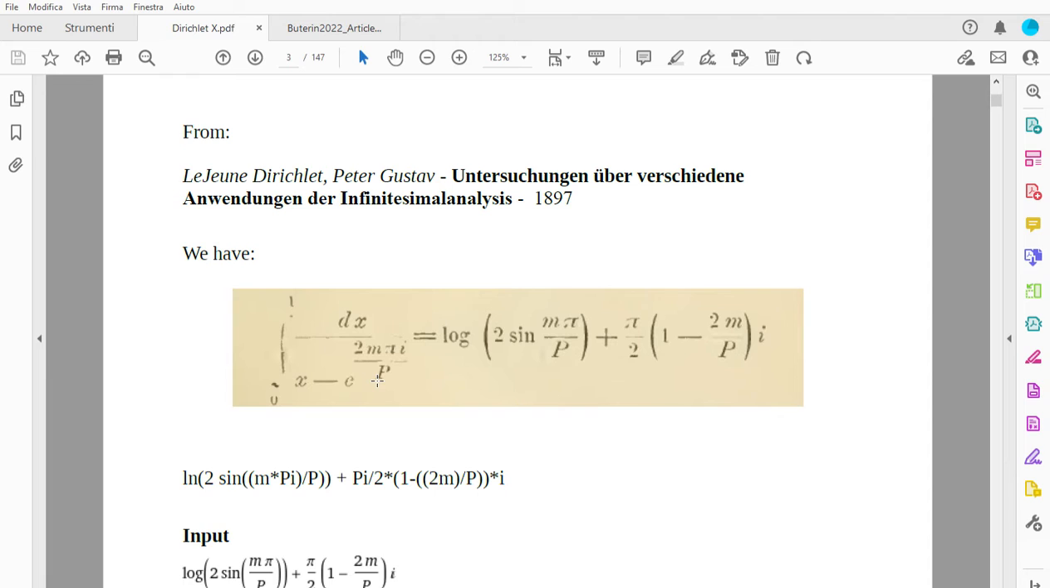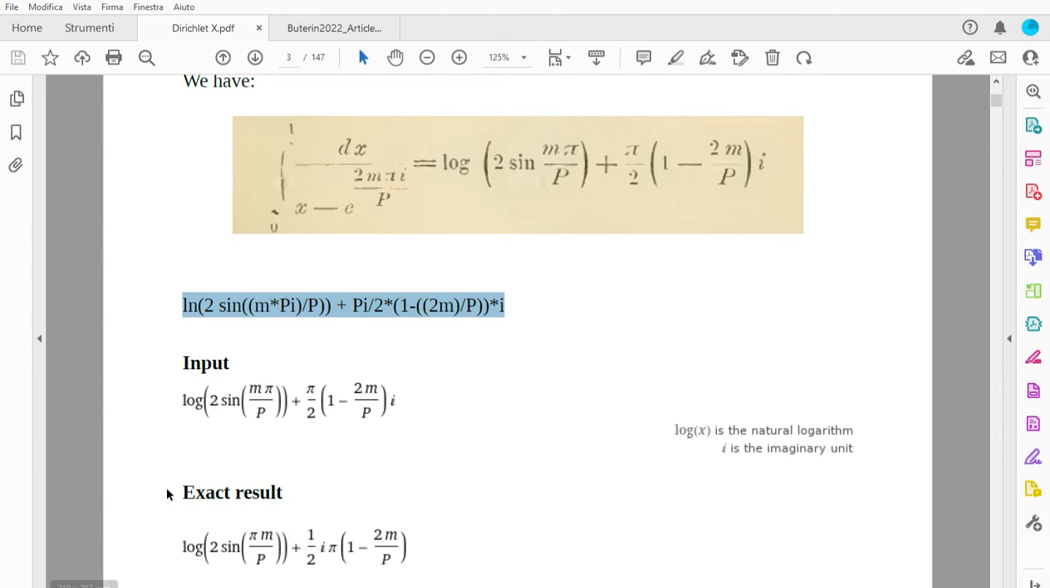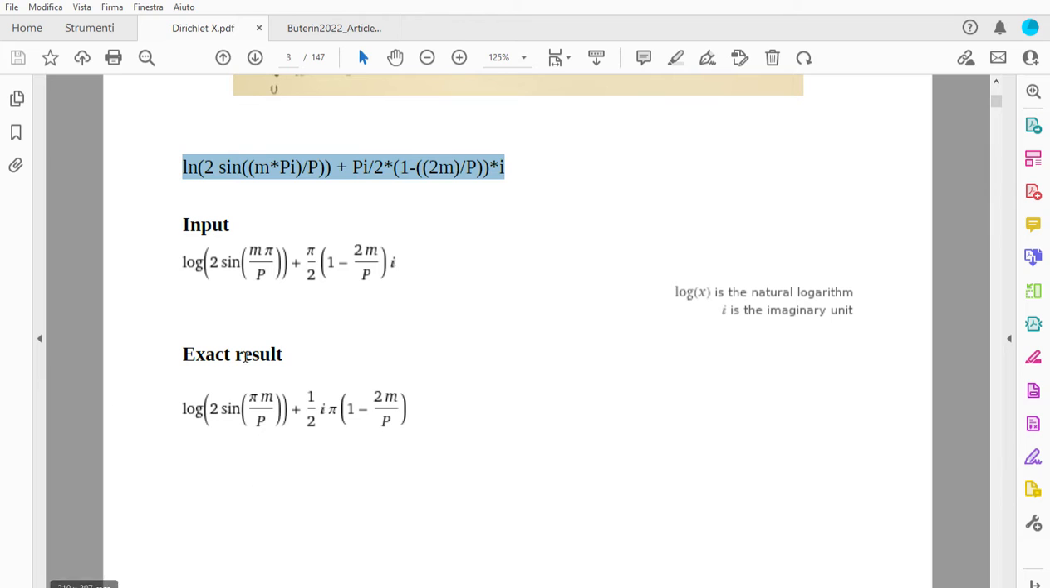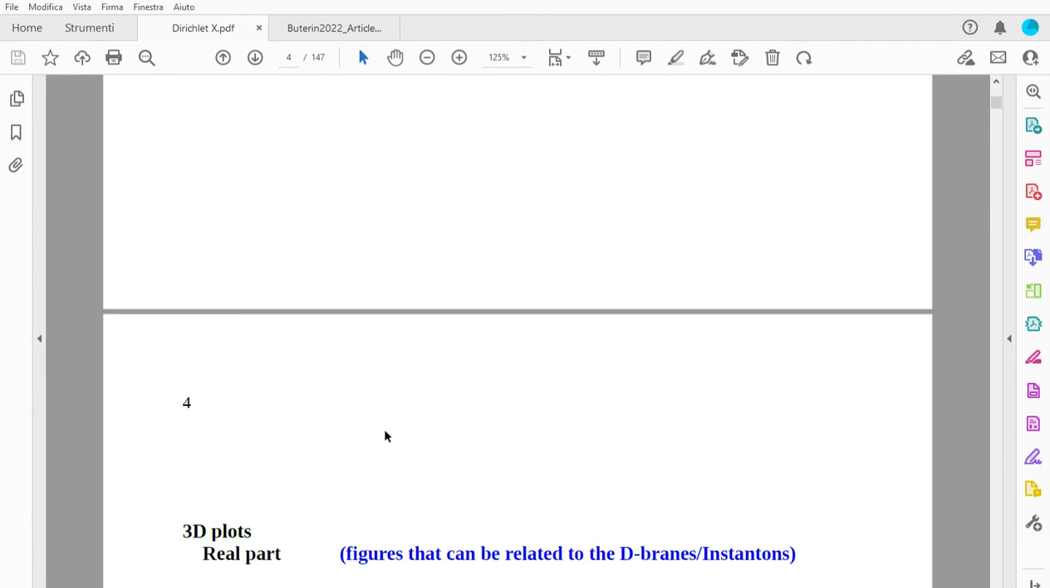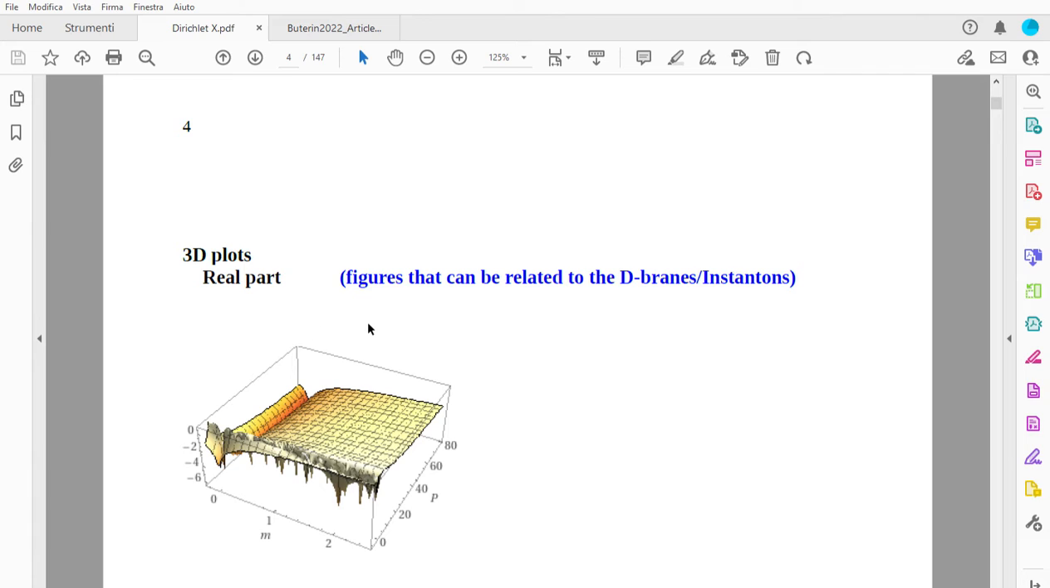Now, we have the following expression. Here. This is the input and the exact result. Wolfram Alpha, the program that we have utilized for our calculation, shows also the three-dimensional plots, figures that we relate to the Brane instantons, the Brandt's instantons.